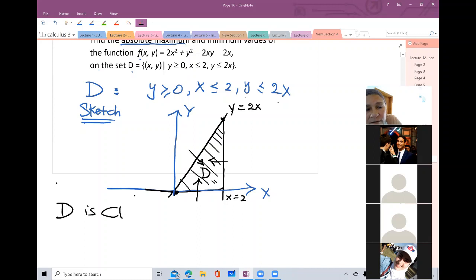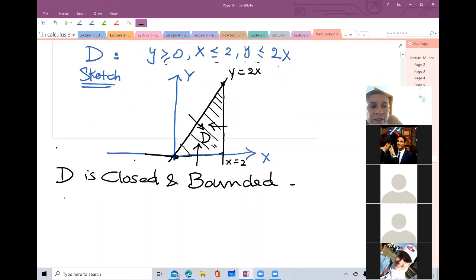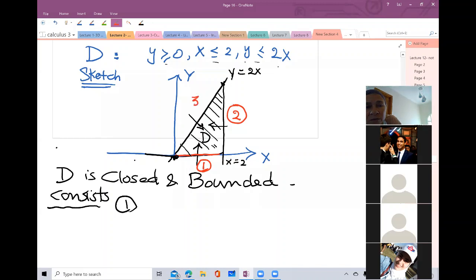Is it closed? Yes. Why closed? Because all the boundaries are included, all the equalities are included, right? Is it bounded? Of course it's bounded. I drew it on the paper. It's finite. It's a simple small triangle. So my set D is closed and bounded. And it consists of actually three different equations. It consists of this equation, let's write it in another color, this one, and another one, this one.